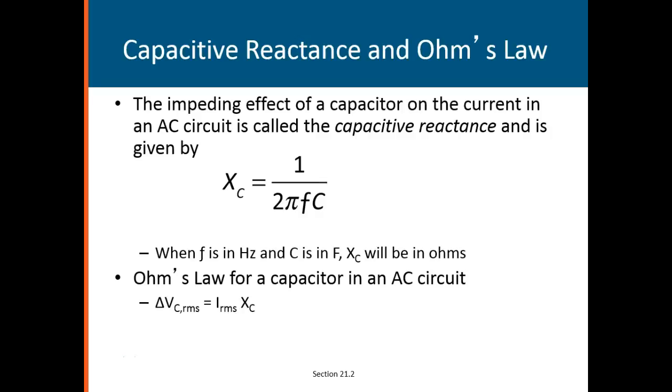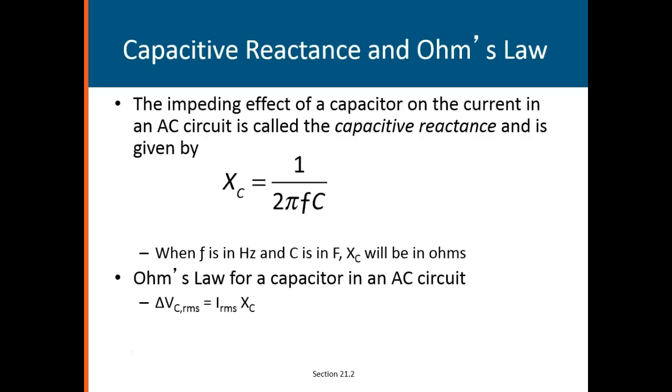Just like resistance is for a resistor, reactance is for a capacitor. That would be measured in ohms. F is in hertz, which is per seconds. C is in farads, which is coulombs per volt, and X of C would be in volts per current, volts per amp, which is ohms.